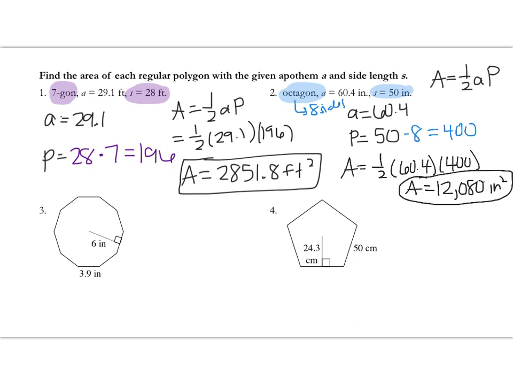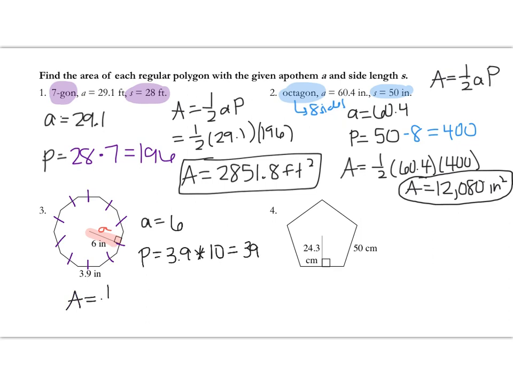Alright, then looking at number 3, it's the same thing just in picture form. I know the apothem in the picture is the one that makes the right angle. So when I'm looking for the apothem, that one right there is the apothem. So that's A. I know A is equal to 6. And then I need to calculate the perimeter. I know one side is 3.9, but then I need to count how many sides there are. There are 1, 2, 3, 4, 5, 6, 7, 8, 9, 10 sides for this shape. So it's 3.9 times 10, which is 39.